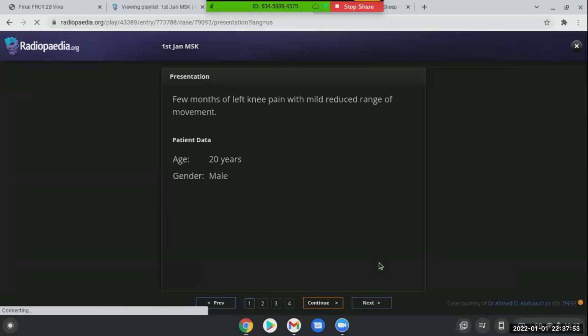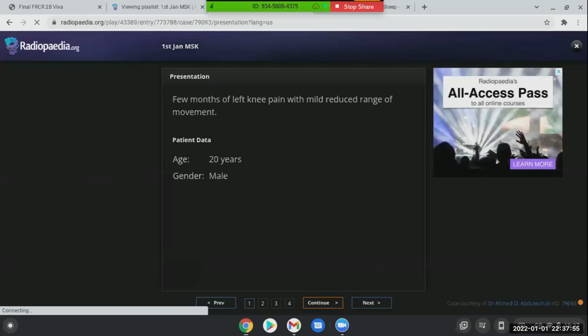So this is a male patient who is 20 years old, complaining of left knee pain since a few months with mild reduced range of movement.